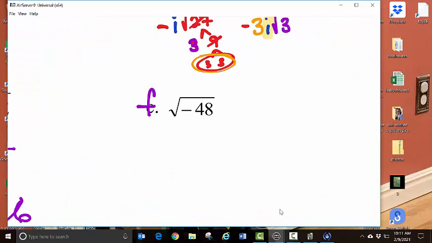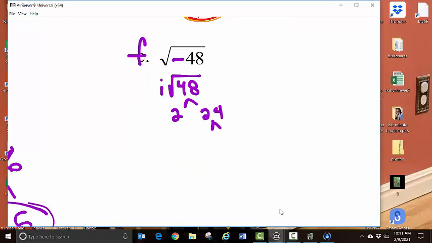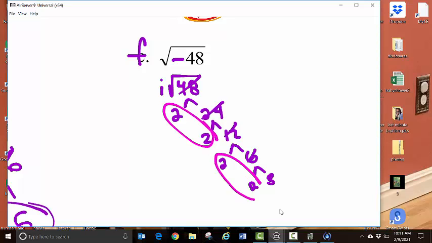This one, the negative makes it an i. And then you need 2 and 24. You could do 3 and 8 or 2 and 12, 2 and 6, 2 and 3. And then again, just circling pairs. So I have a pair of 2s, and another pair of 2s.